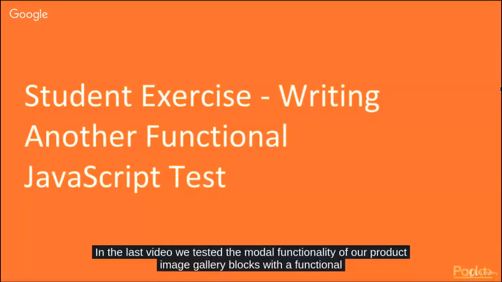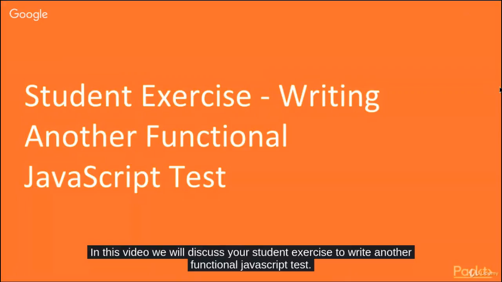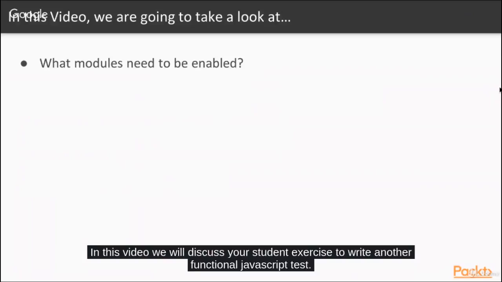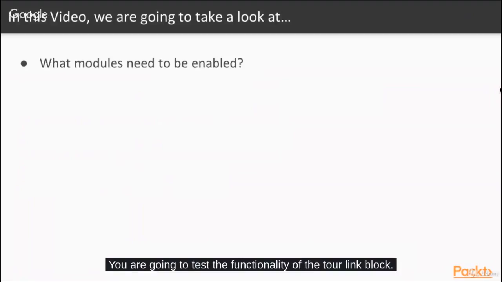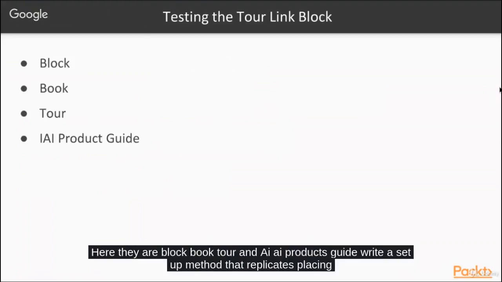In the last video, we tested the mobile functionality of our product image gallery block with a functional JavaScript test. In this video, we will discuss your student exercise to write another functional JavaScript test. You are going to test the functionality of a tour link block. You will think of all the modules you will need to enable. Here they are: block, book, tour, and IAI product.